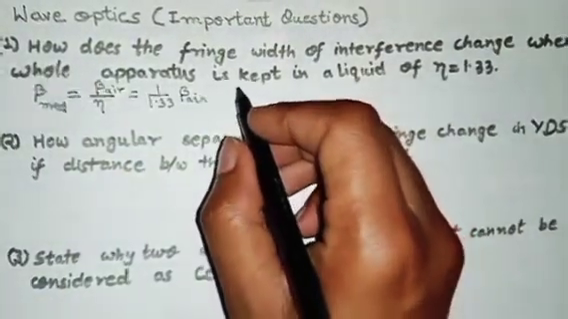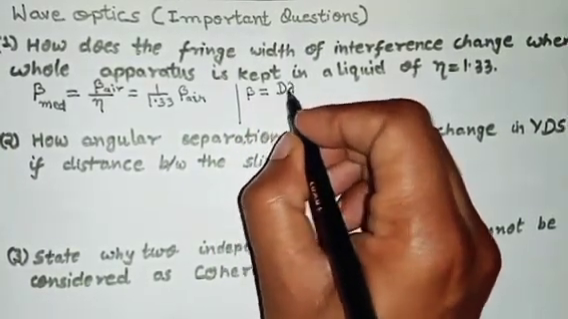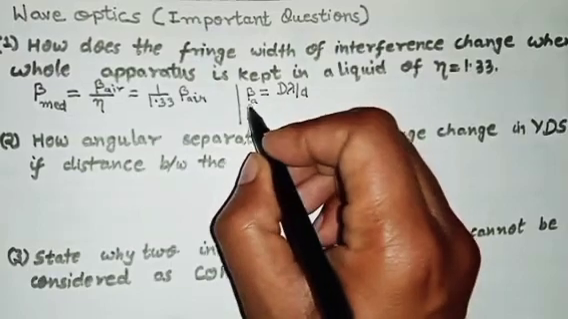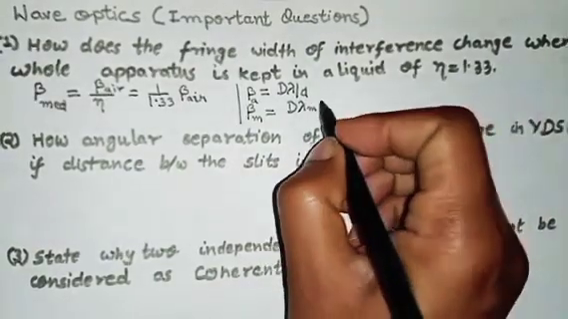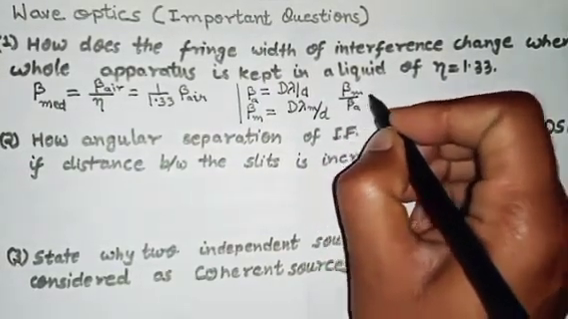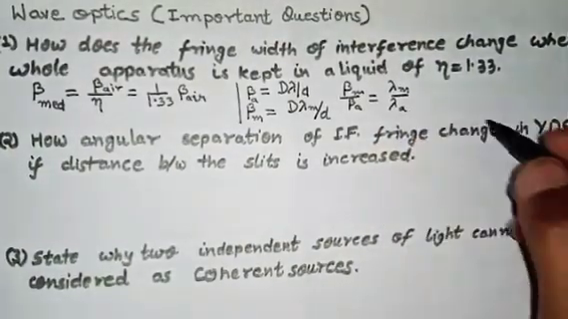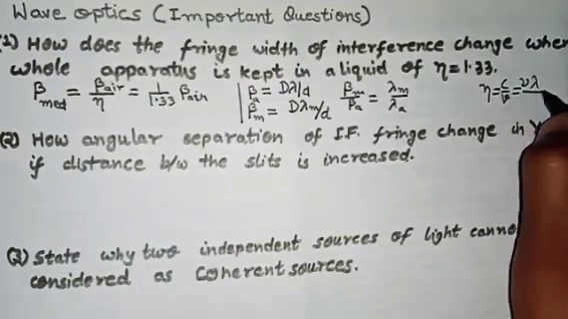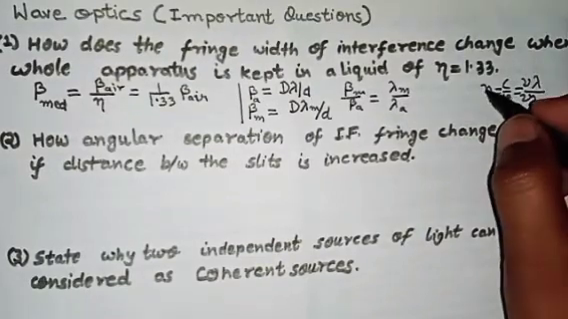Okay, how it has come, you can explain it by the formula beta equal to D lambda over d. Now, when it is placed in some medium, this lambda will change. Now it is lambda m by d. If we divide both of them, then beta m upon beta a will be equal to lambda m by lambda in air. And we know the refractive index eta is c by v, that is nu lambda upon nu lambda m. Nu will remain the same, frequency will remain the same. So lambda by lambda m is eta, that is the refractive index.